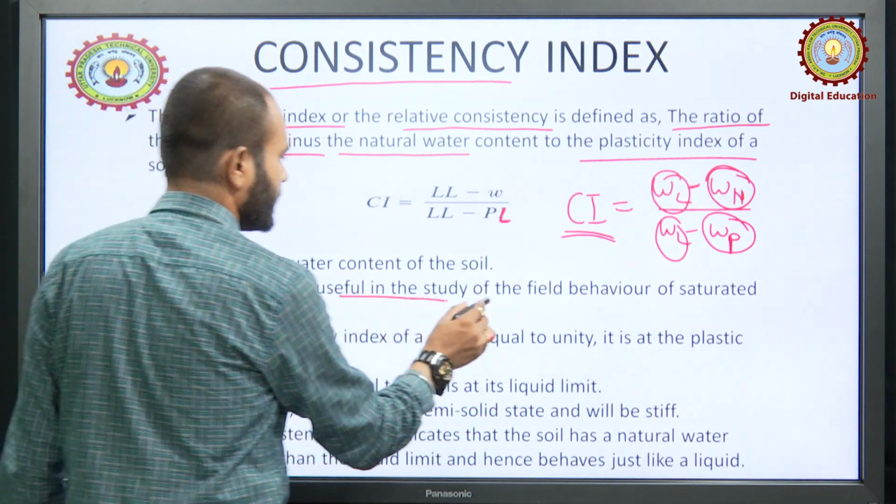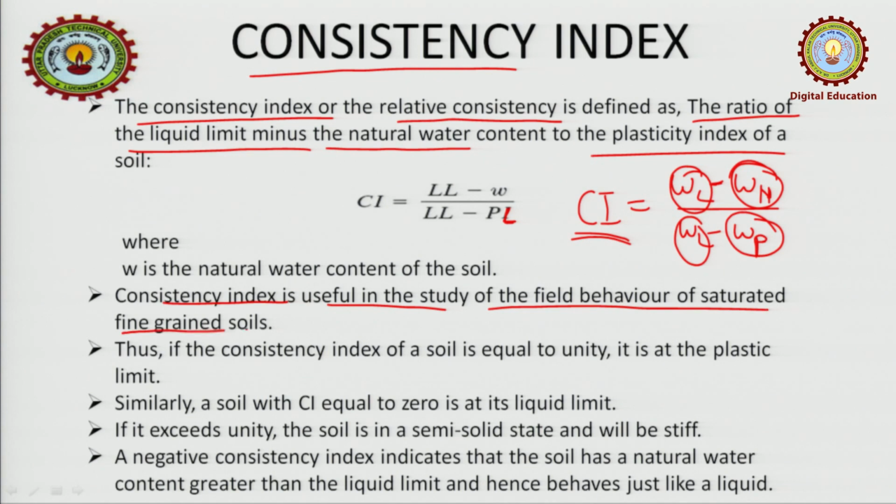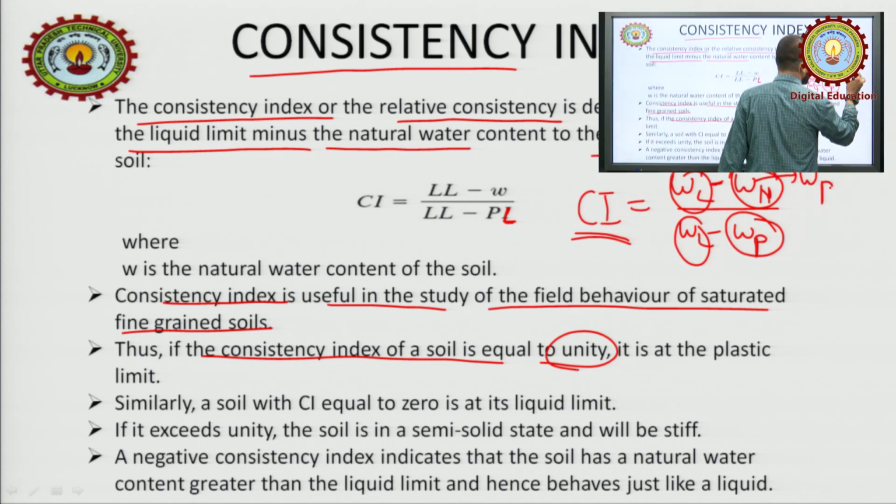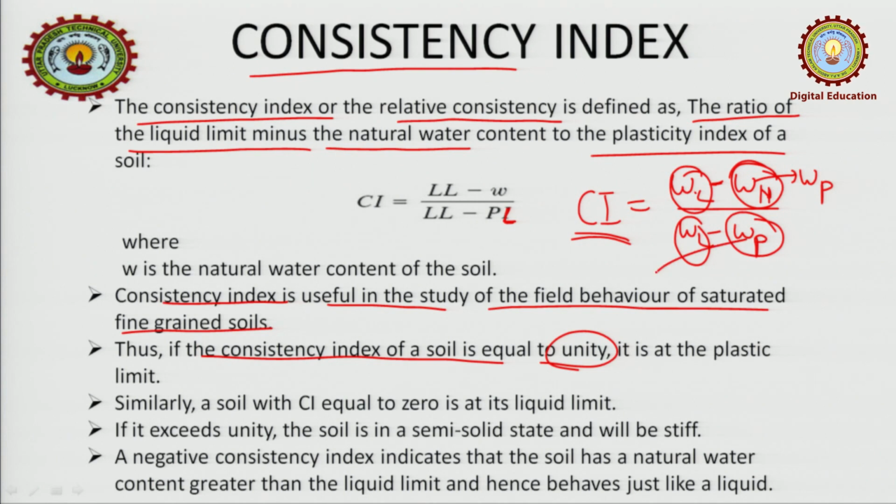Consistency index is useful in the study of field behavior of saturated fine-grained soil. If the consistency index of a soil is equal to unity, if it is 1, what does that mean? This means that Wn is equal to Wp. Only in that condition will they cancel out, giving you 1. What does that mean? That the soil in the natural state is at plastic limit. The soil in the natural state, or in the ground, is at the plastic limit.